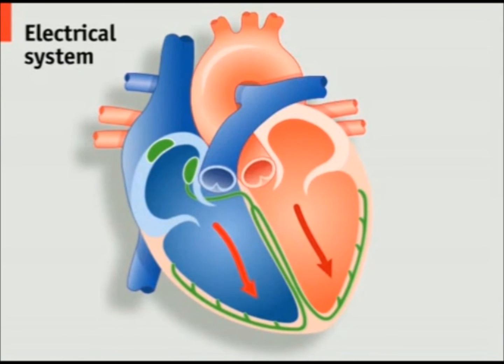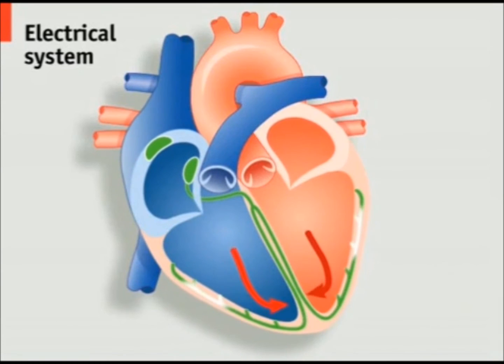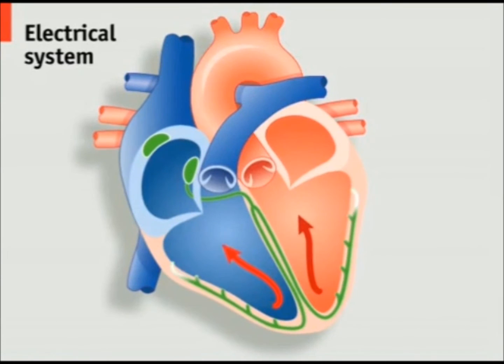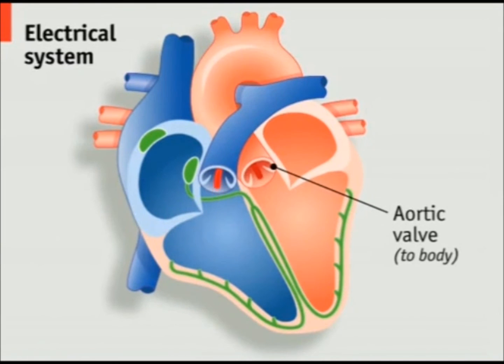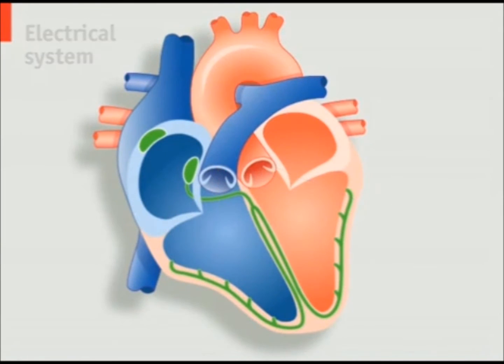The electrical signal is then picked up by the atrioventricular node and directed into the Purkinje fibers in the ventricle walls, causing the ventricles to contract. The blood is then pumped through the pulmonary valve on the right to the lungs and the aortic valve on the left to the rest of the body.